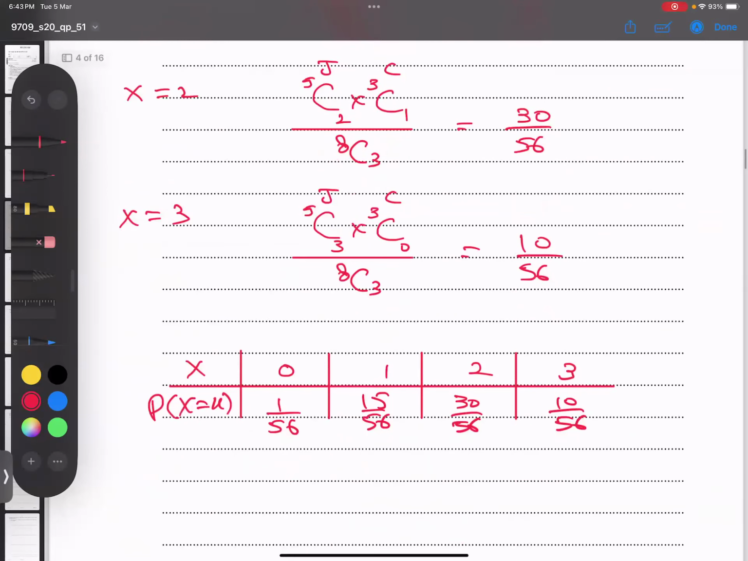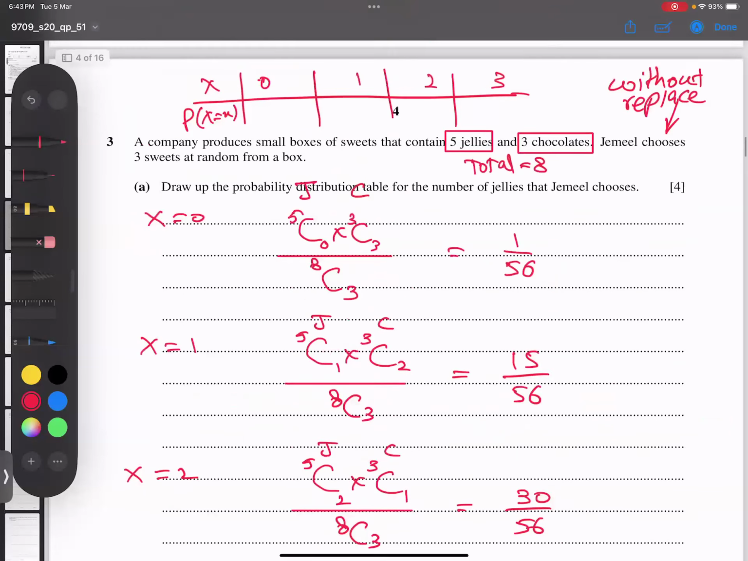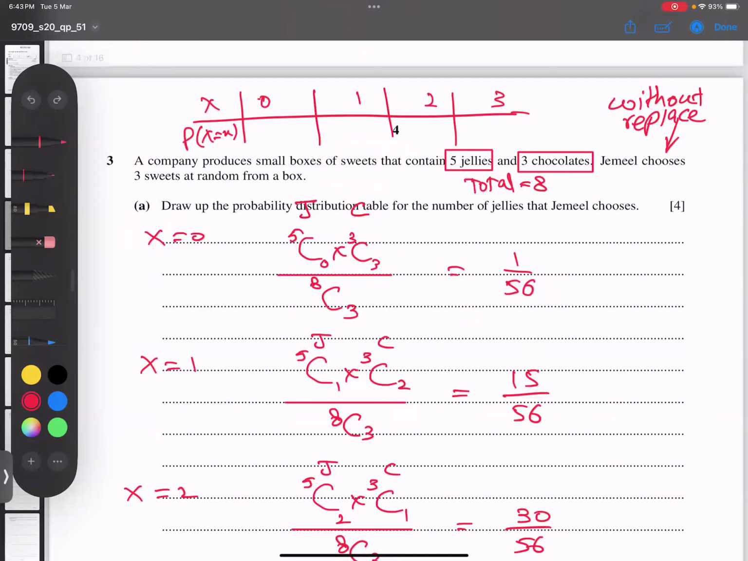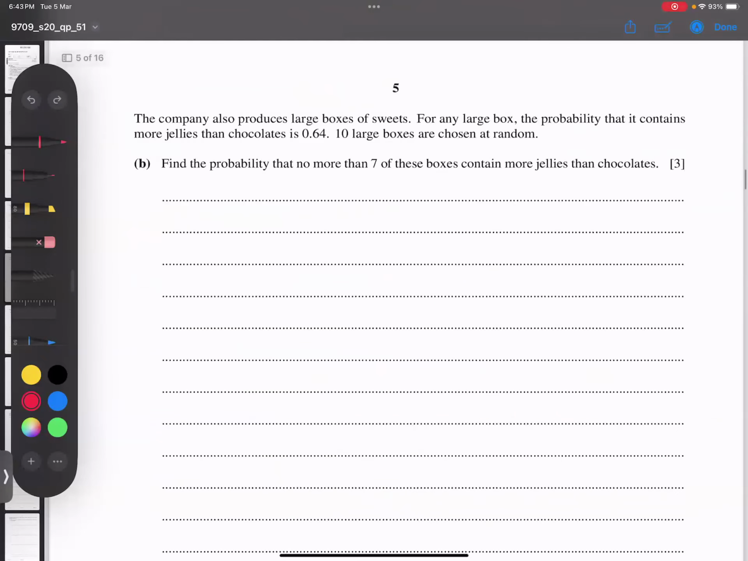And if you add the numerators, 10 plus 30 is 40, 40 plus 15 is 55, plus 1 is 56. So 56 over 56 becomes 1. So the sum is becoming 1. It means it is a confirmation that we are doing it correctly. So Alhamdulillah, 4 marks achieved. So table done, let's go for the next part.